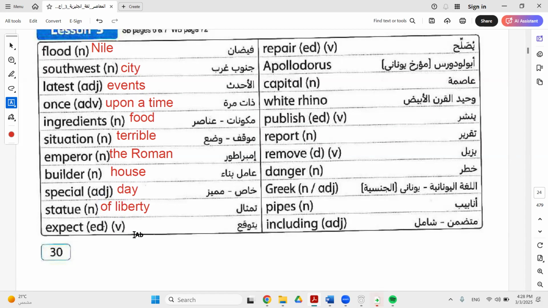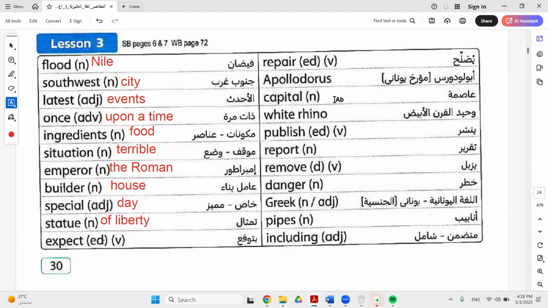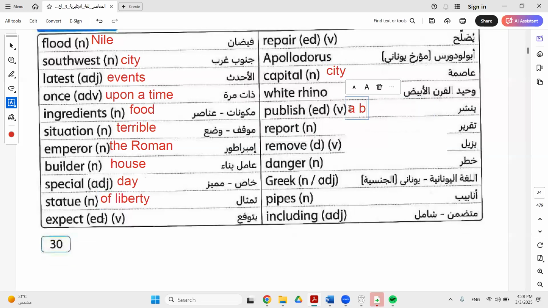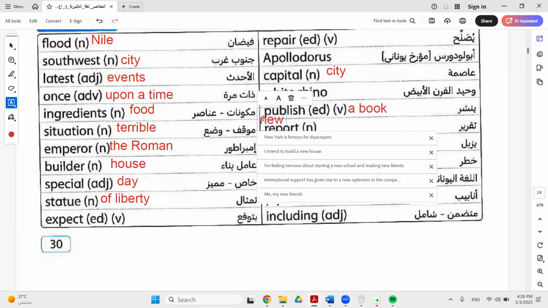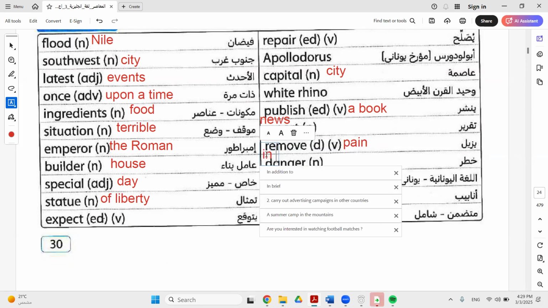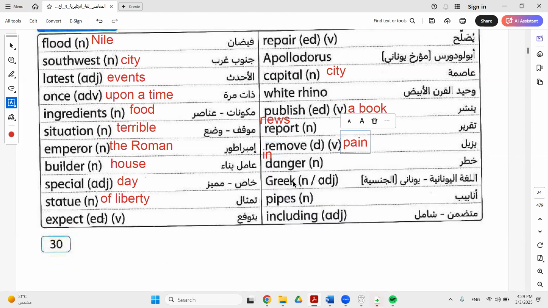Expect, all right. Repair. Apollodorus, okay. We have capital, for example, capital city. The white rhino. Publish a book. Publish an article. Report. We usually say news report. Let's watch the news report. Remove, for example, remove pain. Painkillers are made to remove pain. يعني المسكنات بتخفف شوي. Danger, you say in danger.